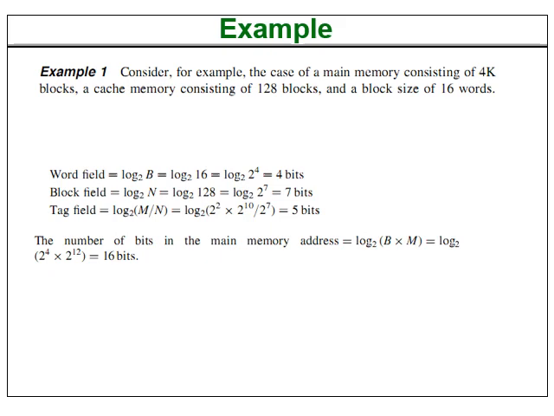Now I have calculated word field as 4 bits, block field as 7 bits. So 4 plus 7 is 11, and 16 minus 11 is 5 bits. I can also calculate the tag field by using log base 2 of M by N. This also comes out to 5 bits, right?